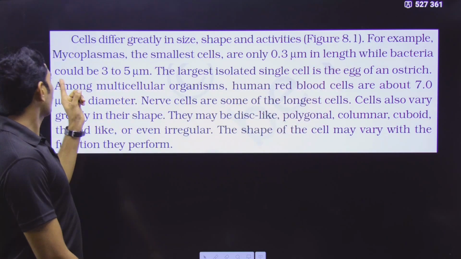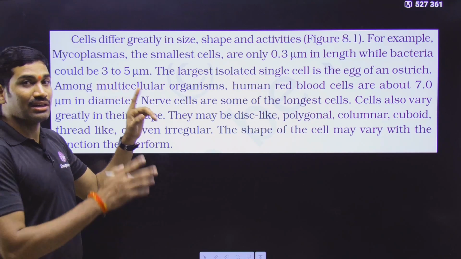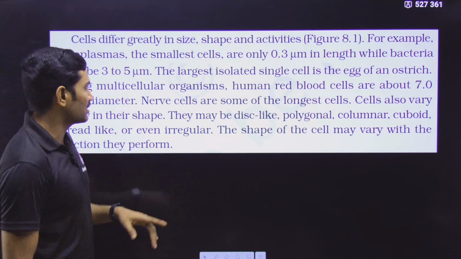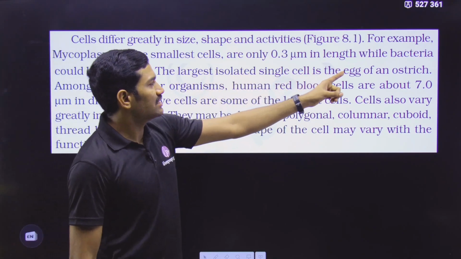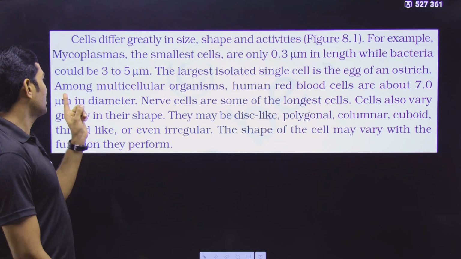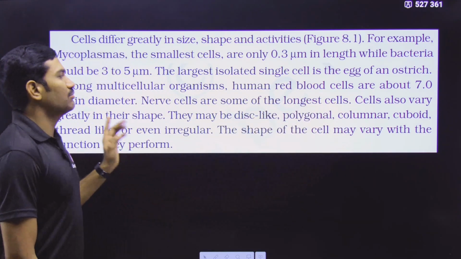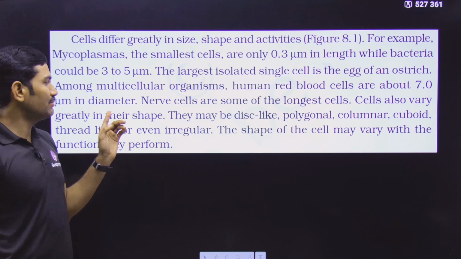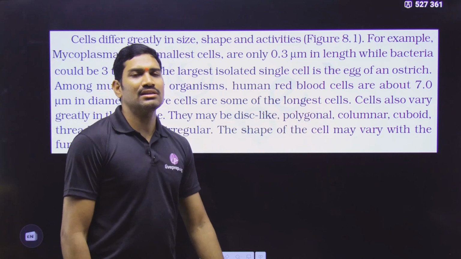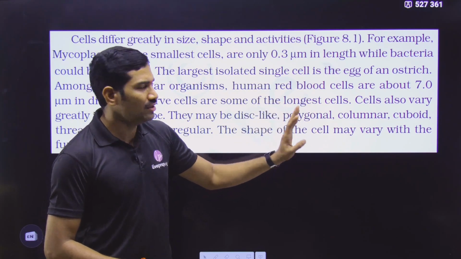While bacteria could be, what is the average size for bacteria? They have given 3 to 5 micrometer here, but in the diagram they give 1 to 2. So that's why we are considering 1 to 5. Next one, the largest isolated single cell is the egg of an ostrich. That is the largest isolated cell. Among the multicellular organisms, human red blood cells are about 7 microns in diameter. Next one, nerve cells are some of the longest cells. So different types of cells are present, but these are also among the longest cells.